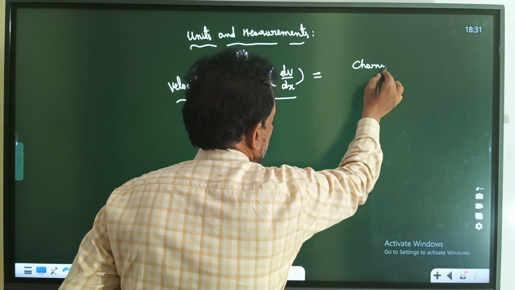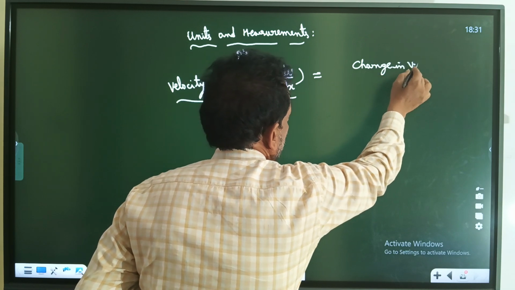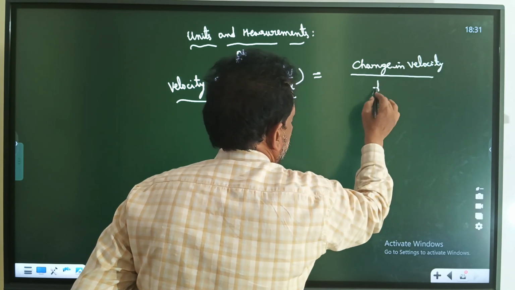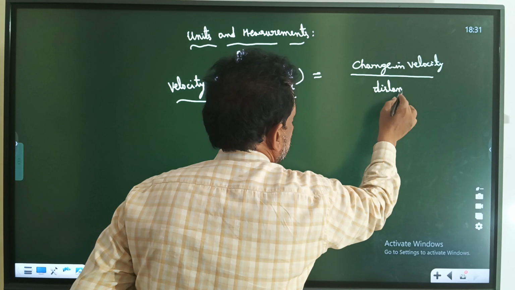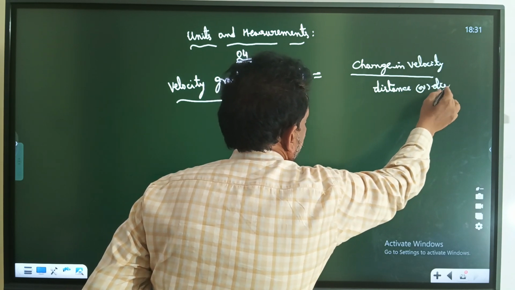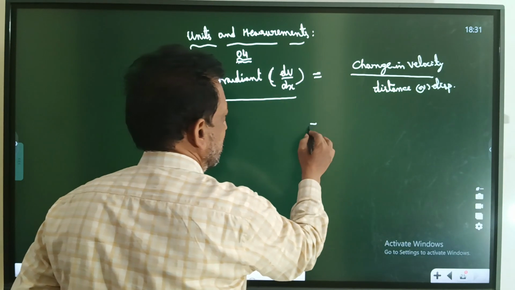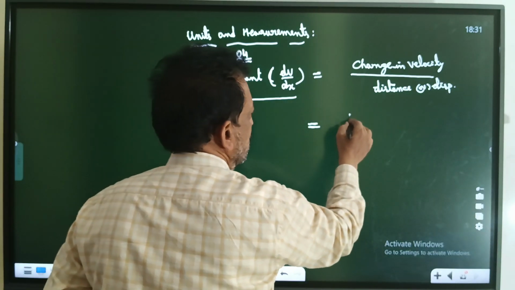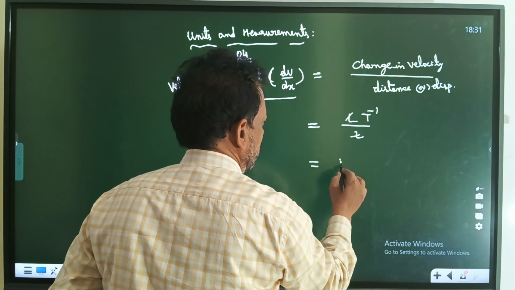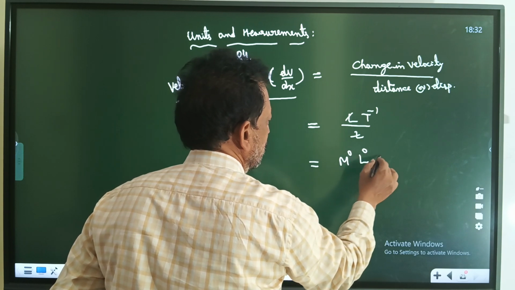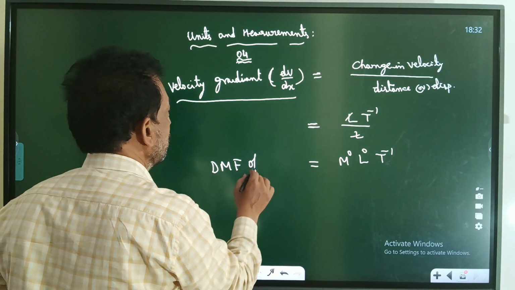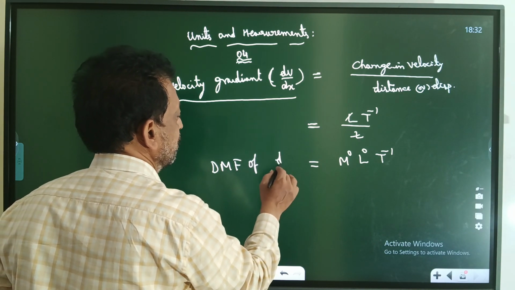The change in velocity by distance or displacement. I can say distance or displacement, ds. So what is the dimension? Change in velocity is L T to the power of minus 1, displacement is L, so L cancels. So the dimensional formula is T to the power of minus 1. This is what we call dv by dx, velocity gradient.